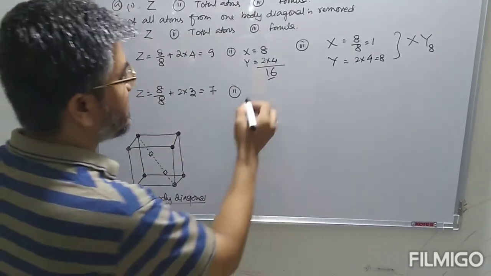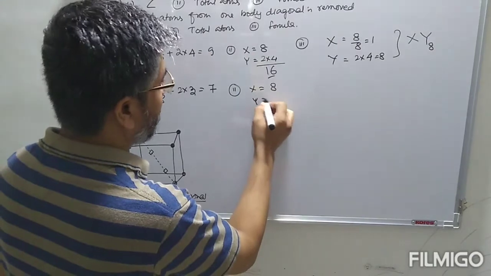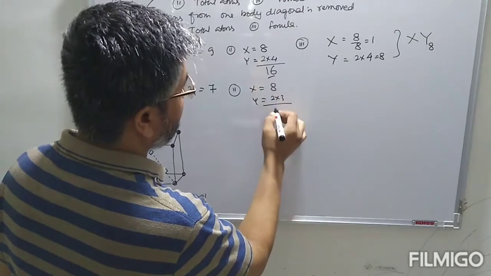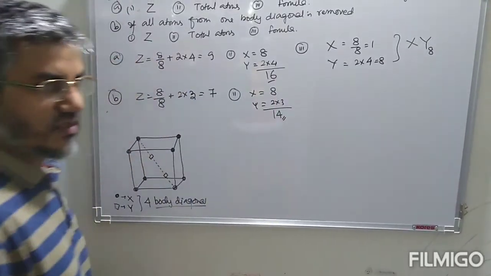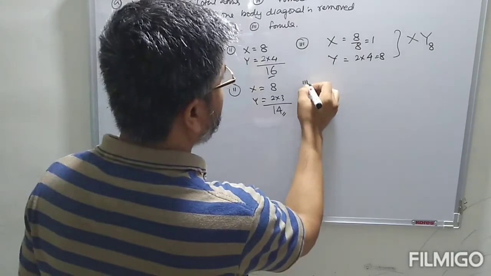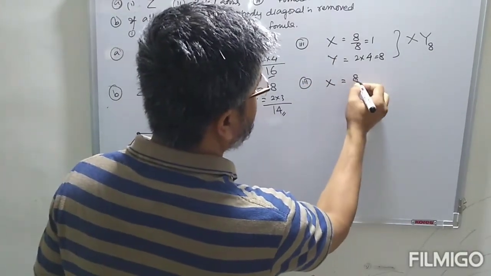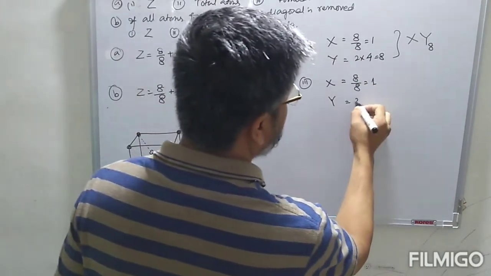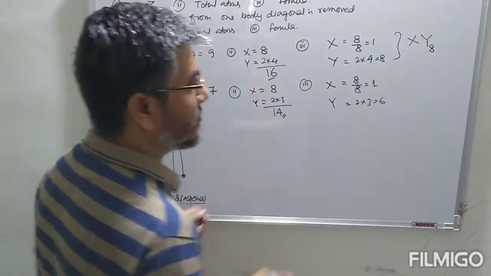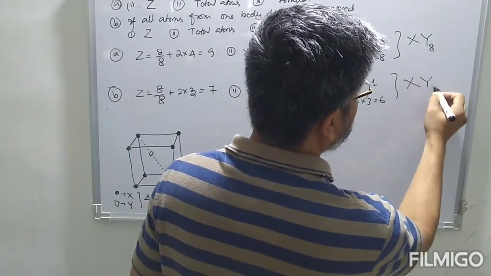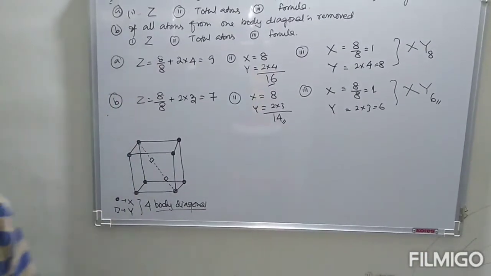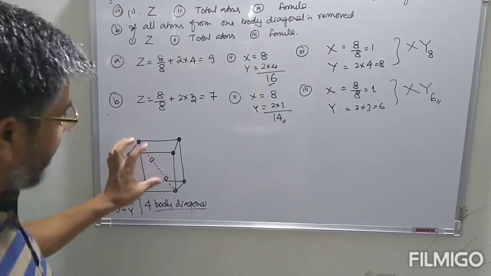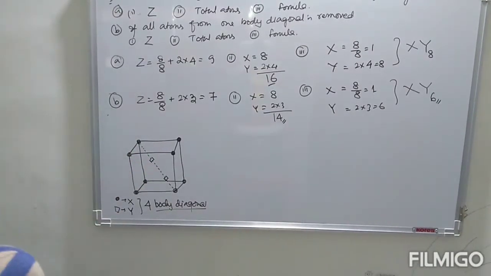The total number of atoms: X is 8, Y is 2 into 3, so it comes out to be 14. 14 atoms are present in the cube. Formula: effective contribution of X, that is corner, 1, effective contribution of Y, so therefore the formula is X, Y, 6. This is the formula. So I hope you are getting the point. So we have to identify the location in the unit cell.